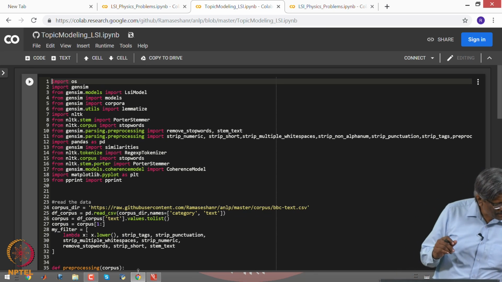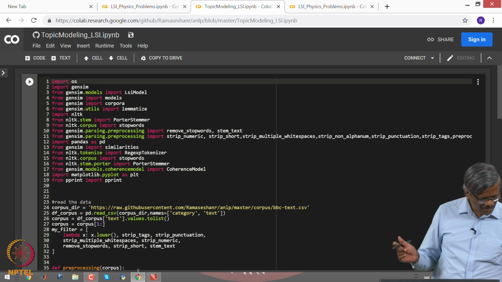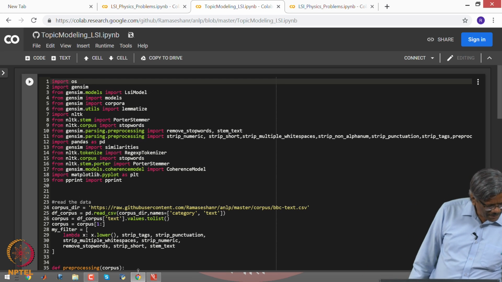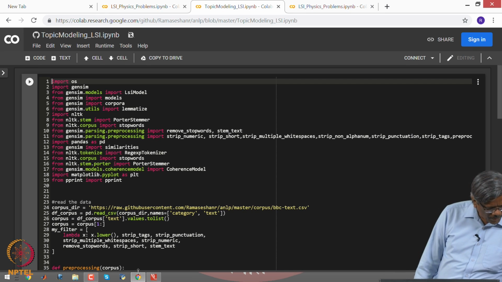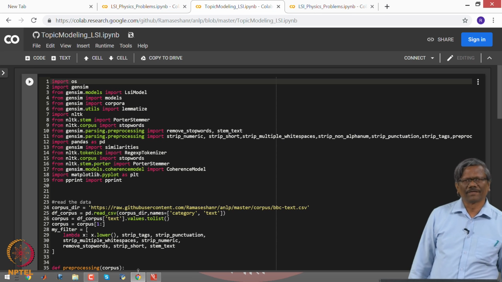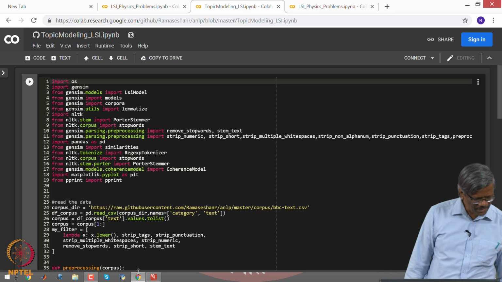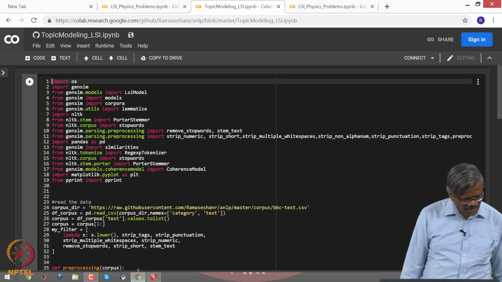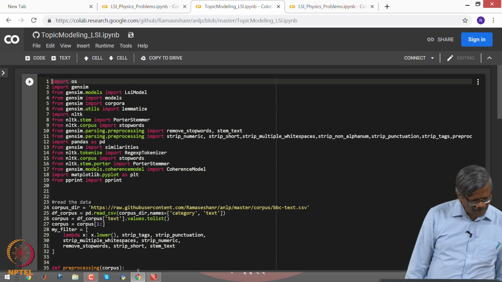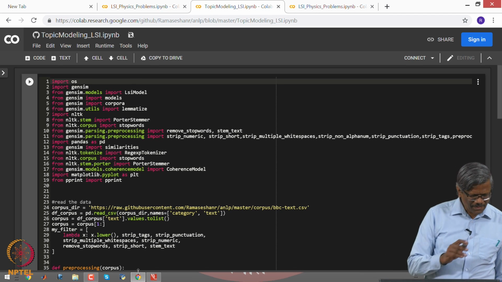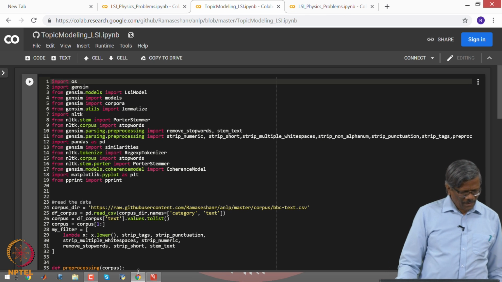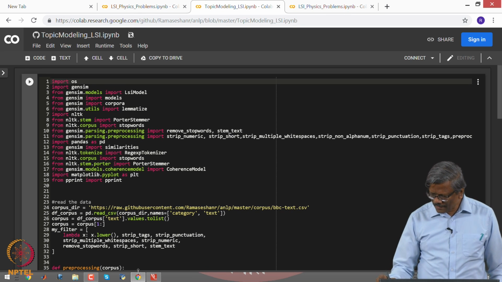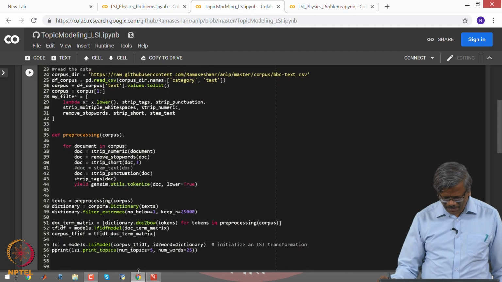This corpus contains about 5 different topics. It contains topics related to business, entertainment, politics, sports, and technology. Okay, there are about 5 topics, and the total document count is about 2225, and this corpus contains about 27,750 unique tokens.